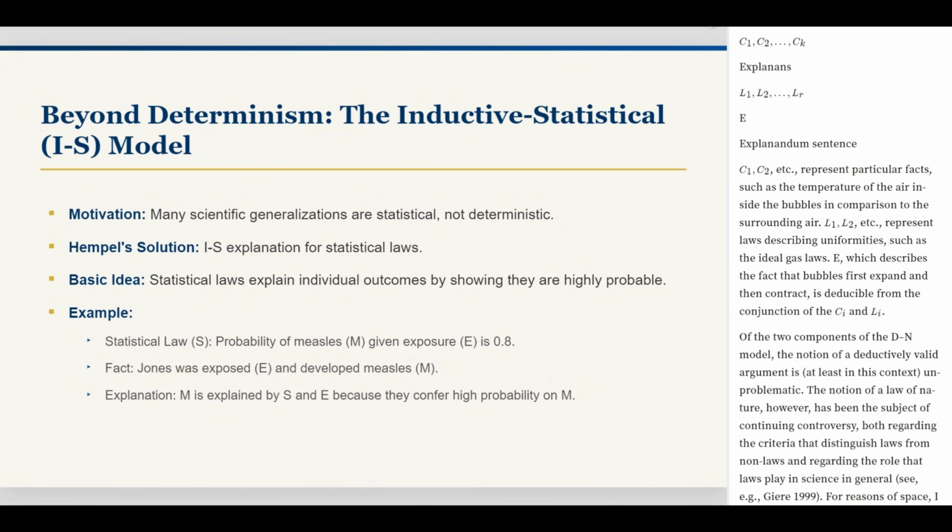The core idea here is similar, but instead of guaranteeing an outcome, the laws now tell us about probabilities. Let's say there's a statistical law, S: exposure to measles virus gives you an 80% chance of getting measles. Now Jones gets exposed, E, and develops measles, M. Can we explain M using S and E? Yes. Because together, they show that M was highly probable. It's not a deductive certainty anymore, but an inductive leap showing likelihood. It's like saying based on the general trend and this specific case, this outcome was pretty darn likely. It's a cousin to DN, but for when things aren't perfectly predictable.